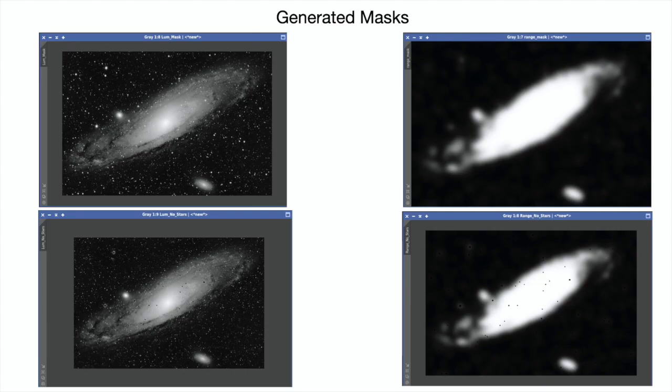Here, finally, you can see the four masks that have been generated. In the top left is the luminance mask. Bottom left has the luminance mask with the stars removed. Top right is the range mask. And bottom right is the range mask, again with the stars removed.